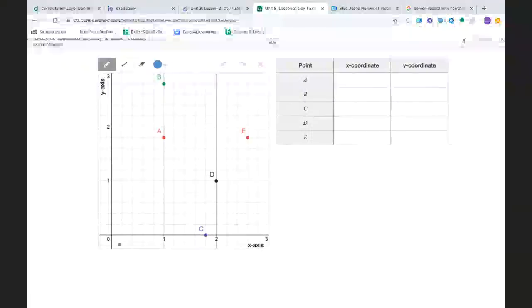Okay, guys, so we're going to go over lesson two's exit ticket in today's video. For this exit ticket, we had to find the x and y coordinates for all 5 points. Today we're going to go over how to find the coordinates for every point. So let's start off with point A.